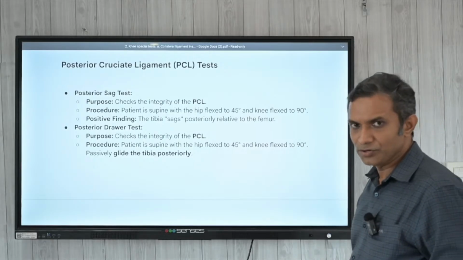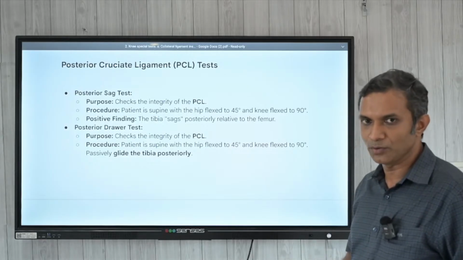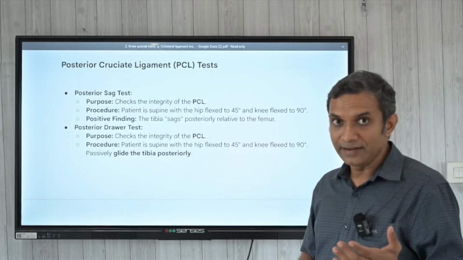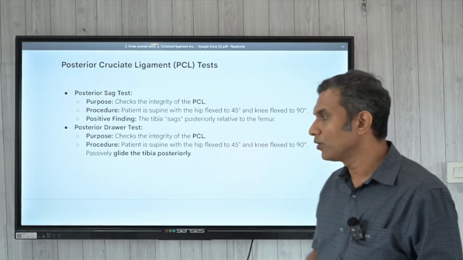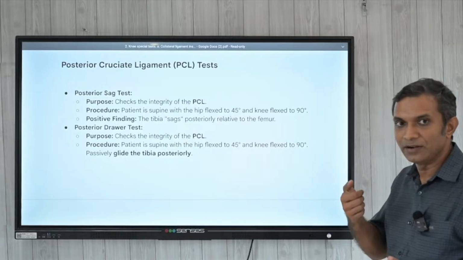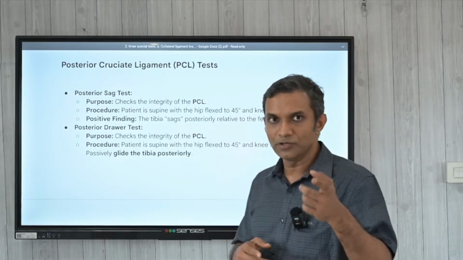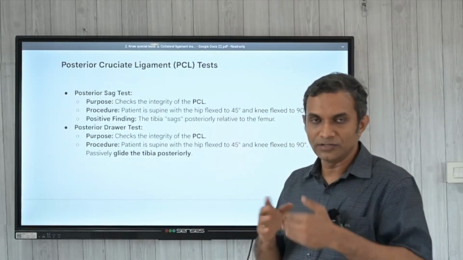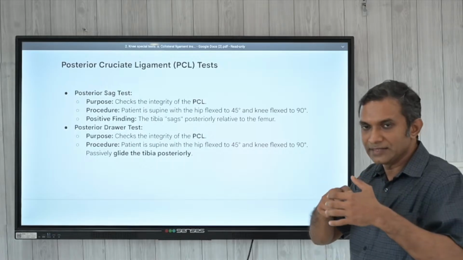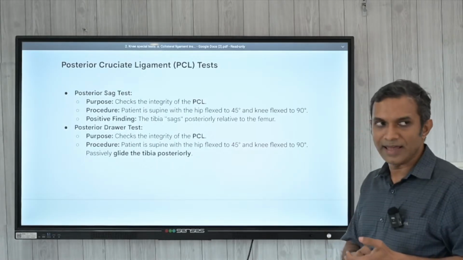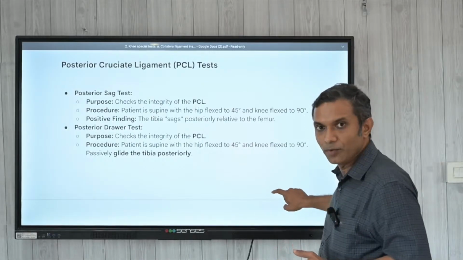Coming to the posterior drawer test, it checks for the integrity of the posterior cruciate ligament. In the anterior drawer test, we said that we give an anterior glide to the tibia. In the posterior drawer test, the hip joint is flexed to 45 degrees, the knee joint is flexed to 90 degrees, and then the tibia is glided posteriorly. An excessive posterior glide gives a positive sign for the posterior drawer test.